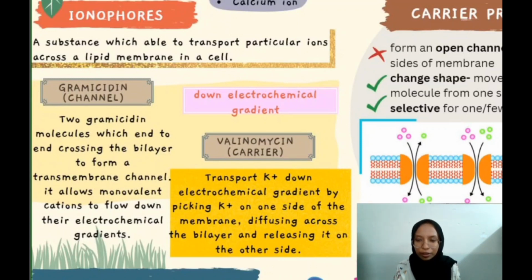Two gramicidin molecules end-to-end cross the bilayer to form a transmembrane channel. It allows monovalent cations to flow down their electrochemical gradients. Ionophores that create channels are typically big proteins. Unlike the carrier ionophores, these forms of ionophores can continue to transmit ions at low temperature.